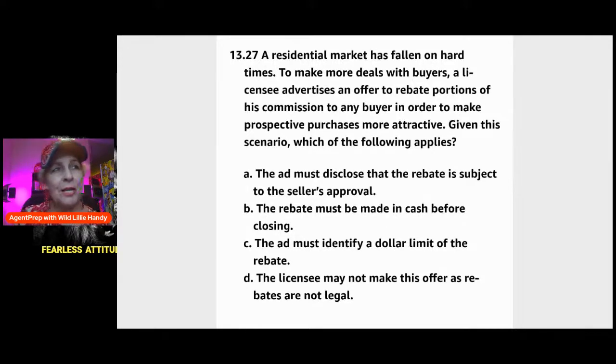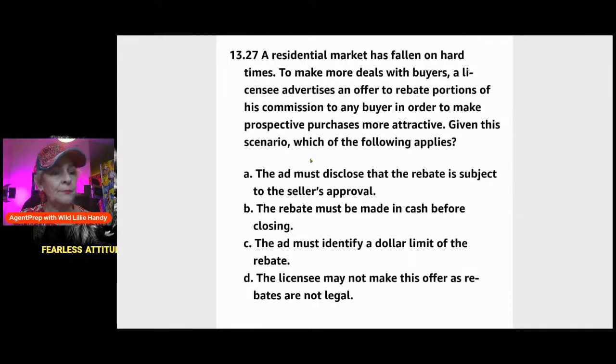A residential market has fallen on hard times. To make more deals with buyers, a licensee advertises an offer to rebate portions of their commission to any buyer in order to make prospective purchases more attractive. Given this scenario, which of the following applies? A, the ad must disclose that the rebate is subject to the seller's approval. B, the rebate must be made in cash before closing. C, the ad must identify a dollar limit of the rebate. Or D, the licensee may not make this offer as rebates are not legal.